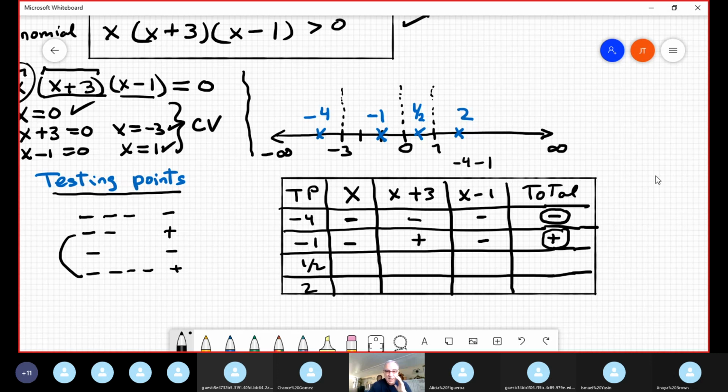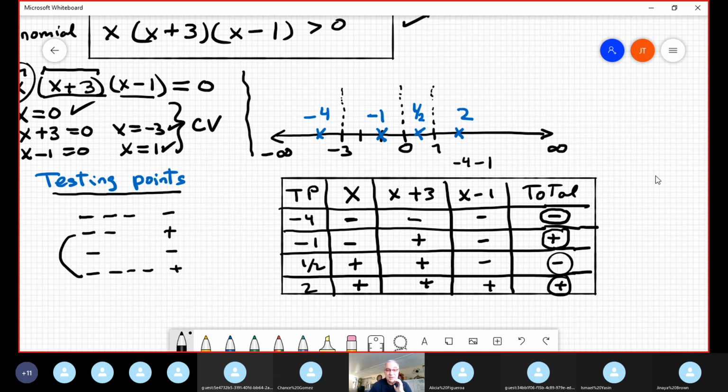1/2 is positive. 1/2 plus 3 is positive. 1/2 minus 1 is negative. We have 1 negative, so it's negative. And 2 is positive. And 2 plus 3, of course, is positive. And 2 minus 1, of course, is positive. And 3 positives is obviously positive. And we finish the table. So we almost finished the problem.